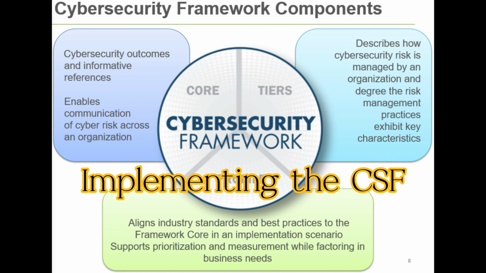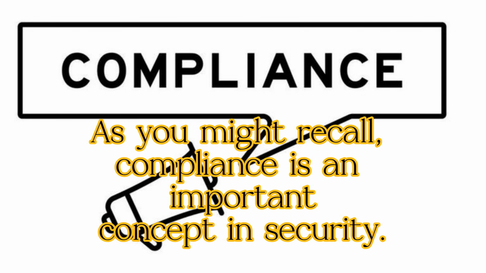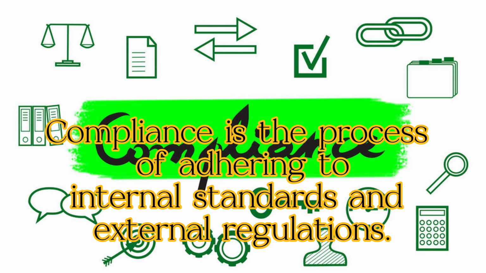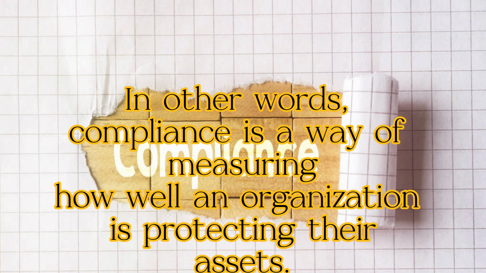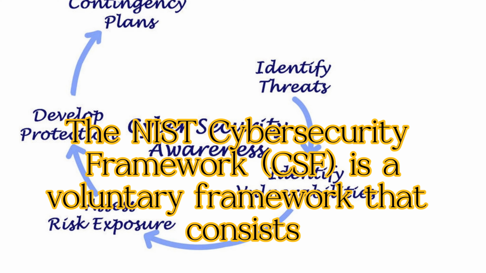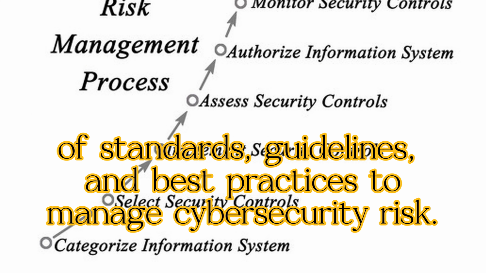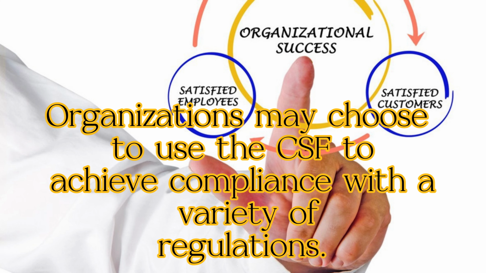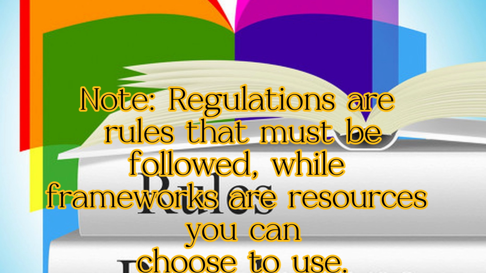Implementing the CSF. As you might recall, compliance is an important concept in security. Compliance is the process of adhering to internal standards and external regulations. In other words, compliance is a way of measuring how well an organization is protecting their assets. The NIST Cybersecurity Framework (CSF) is a voluntary framework that consists of standards, guidelines, and best practices to manage cybersecurity risk. Organizations may choose to use the CSF to achieve compliance with a variety of regulations. Note, regulations are rules that must be followed, while frameworks are resources you can choose to use.